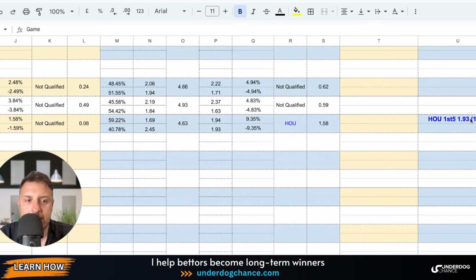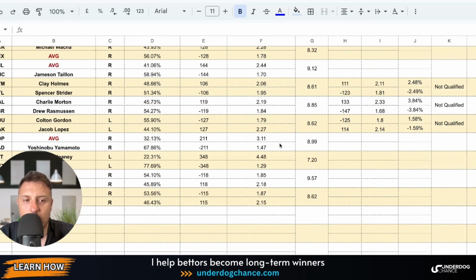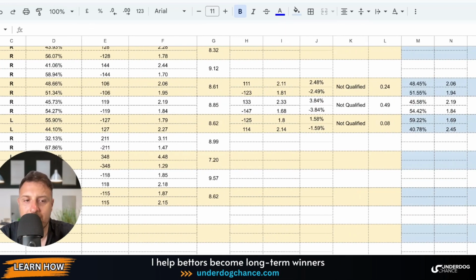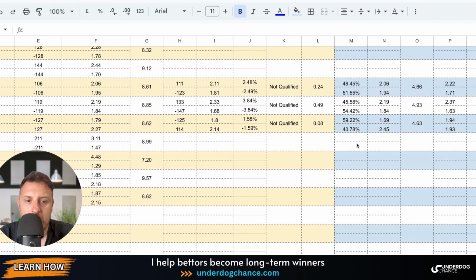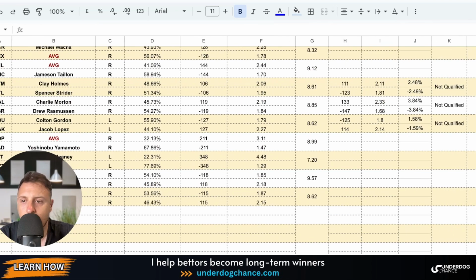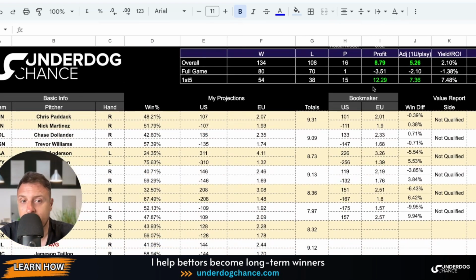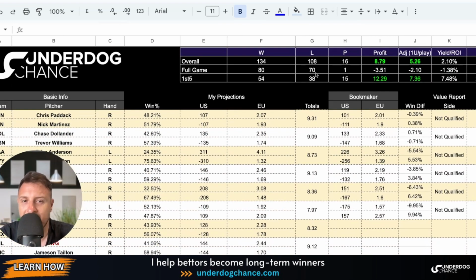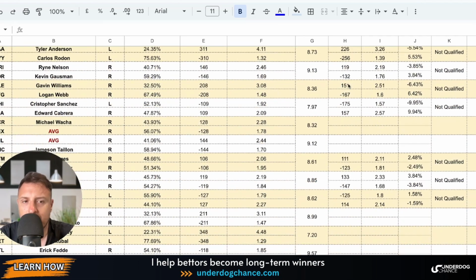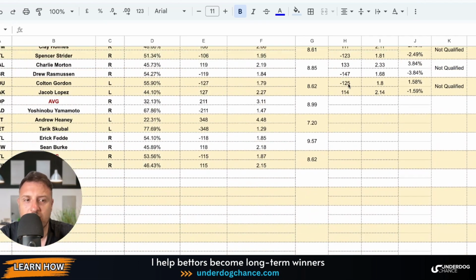Okay, it is 1.94, not 1.93. So this is 1.5 unit play. Why? Because my betting model gives 59.22% of chance to Houston in first five innings. Okay, first five innings are doing great this season, even better than money lines. Money lines are close to break even, but first five innings are close to 13 units of profit.